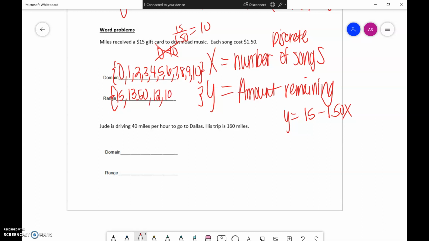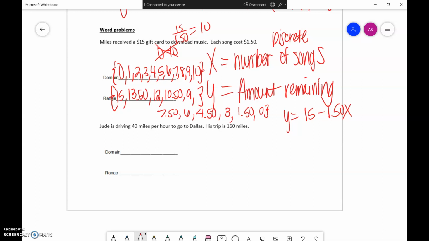If I buy 3 songs, $10.50. 4 songs will be $9. 5 songs will be $7.50. 6 songs will be $6. 7 songs will be $4.50. 8 songs will be $3. 9 songs will be $1.50. And then now after 10 songs, he is broke. Or at least he doesn't have any money left on the gift card.